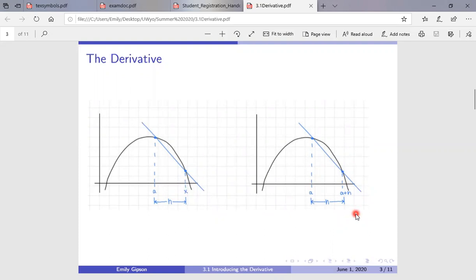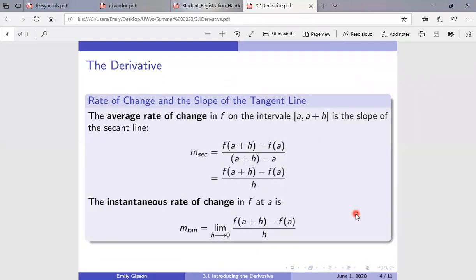Well, with a new definition, a new reimagining of what we're calling our variables, we get a new definition for the rate of change and the slope of the tangent line. So the average rate of change of f on the interval a to a plus h, which we just saw is the same as a and x, is the slope of the secant line. So we have m secant equals f of a plus h minus f of a divided by my x value, which is a plus h minus a. Well, that just boils down to f of a plus h minus f of a, all divided by h.